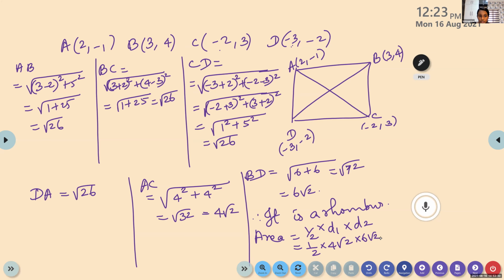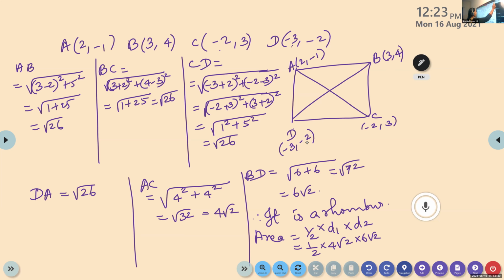Then how do we find BD? BD is x2 minus x1, 3 minus of minus 3. Ma'am, is the area 24? Oh, one second, I'll complete this one. Is it okay? 4 minus of minus 2.